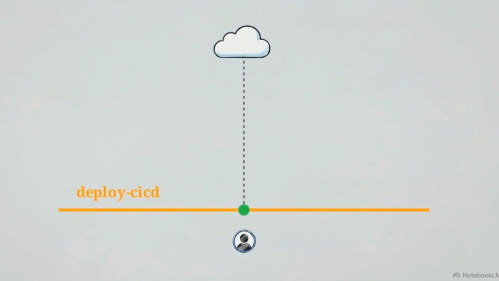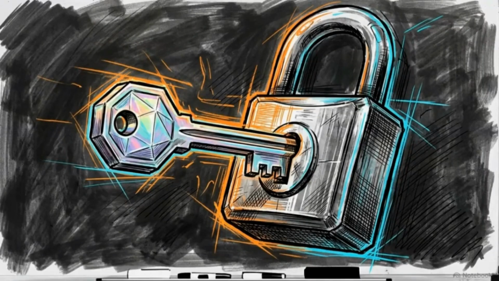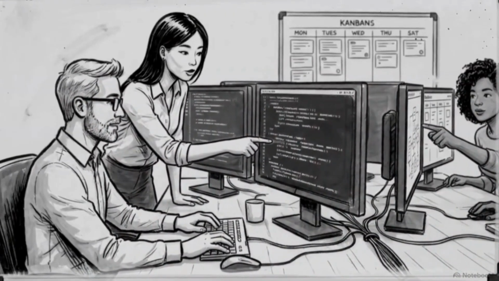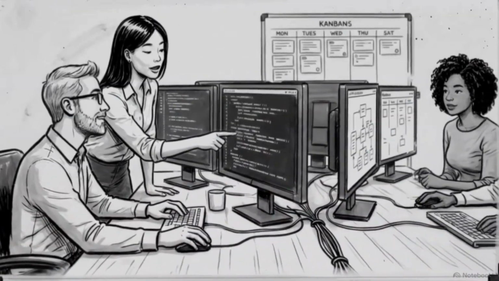By setting up your identity, securing your connection, and working in isolated branches, you have moved past the chaos of anonymous changes and are ready to contribute to a professional team.